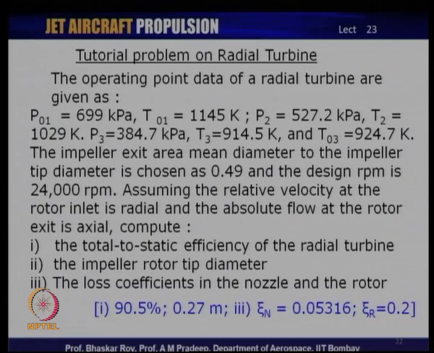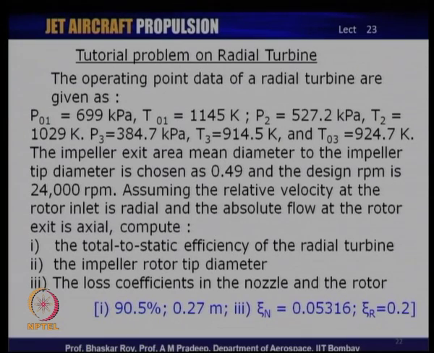I will leave you with a tutorial problem which you can solve on your own. The radial turbine problem prescribed here is that the operating point data are given to you. P 01 is 699 kilopascals, T 01 equal to 1145 K. The prescribed nozzle exit pressure is 527.2 kilopascals, and the nozzle exit temperature is 1029 K. The stage exit static pressure is given as 384.7 kilopascals, and static temperature there is 914.5 K.